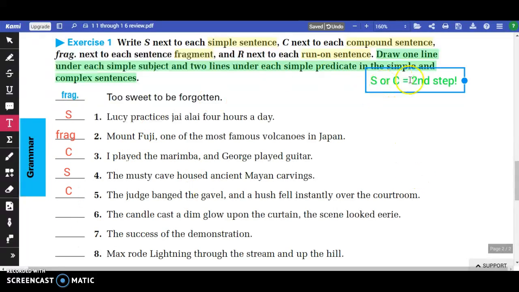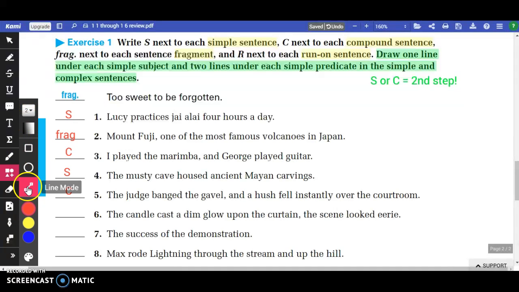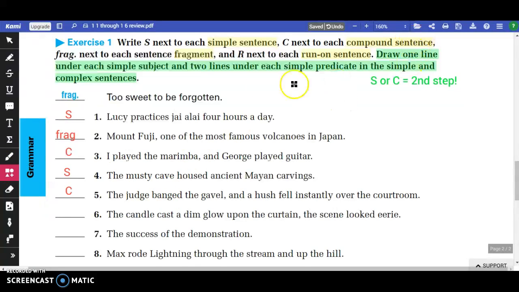All right, so going back to my directions, I know that if I have S or C, a simple or compound sentence, then I have a second step that I need to do. It says draw one line under each simple subject and two lines under each simple predicate. So the simple subject is the noun. In the first one, Lucy practices judo 4 hours a day. It's about Lucy. And what she did was she practices. That's the verb. That's my simple predicate. So I underline that twice.